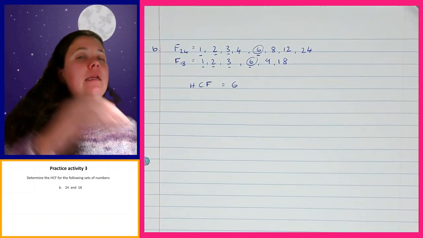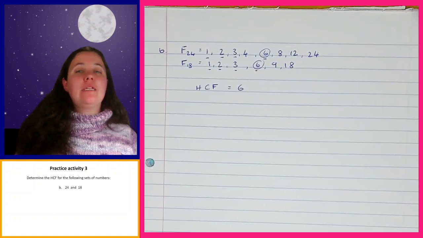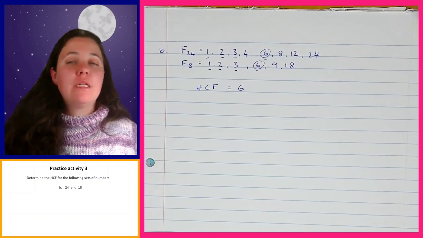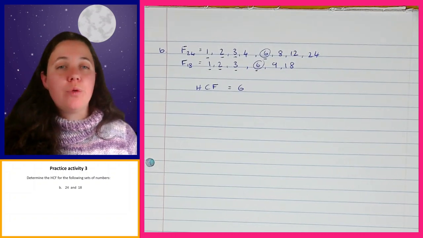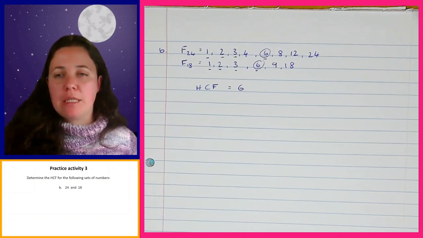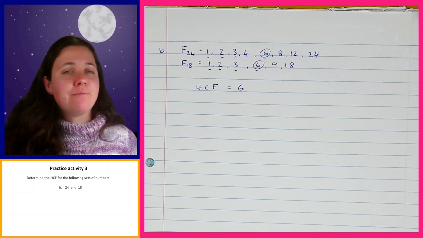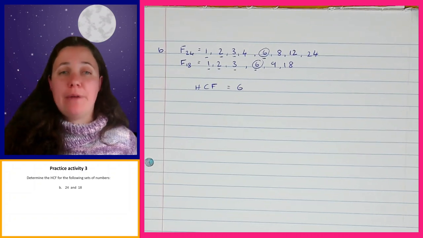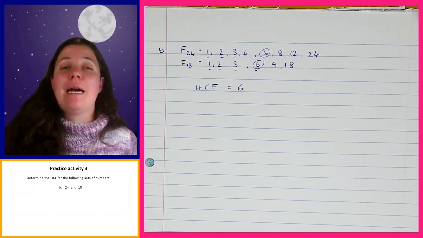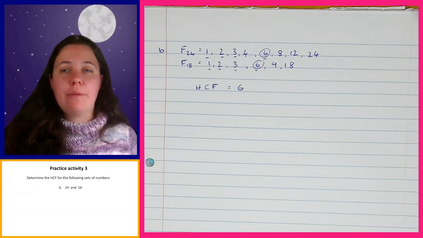Okay, so now we have learned about factors. Now we also need to learn about multiples. You also need to know how to find what we call the lowest common multiple. So multiples are what you get when you are skip counting or when you are multiplying a number by various other numbers. When you are working out factors, there is a finite number of factors. You can write all the factors of a particular number.